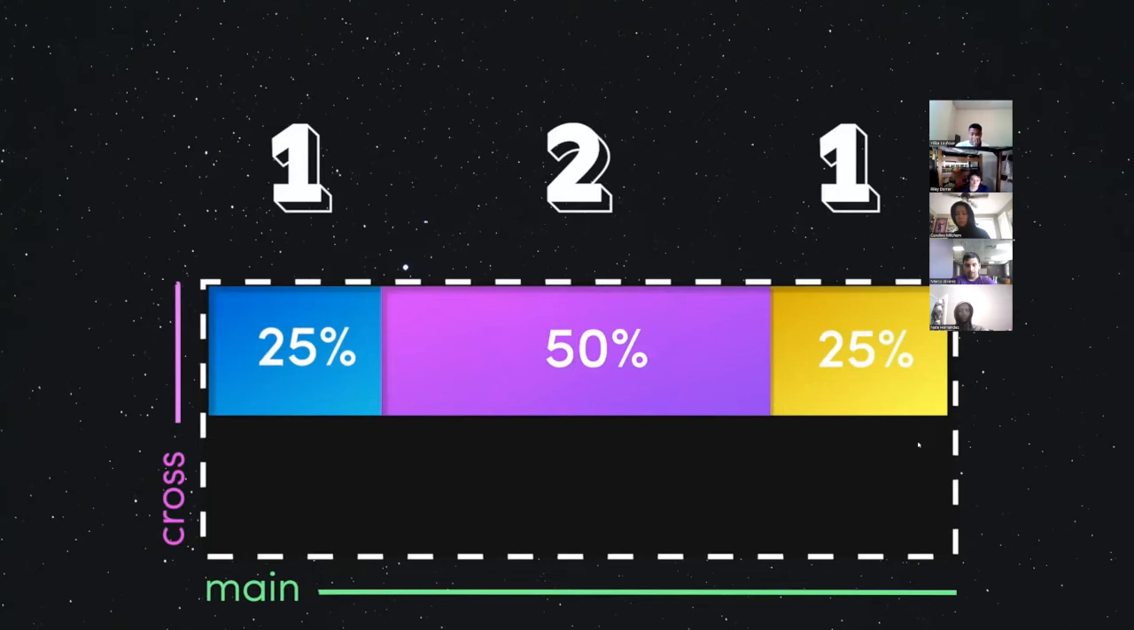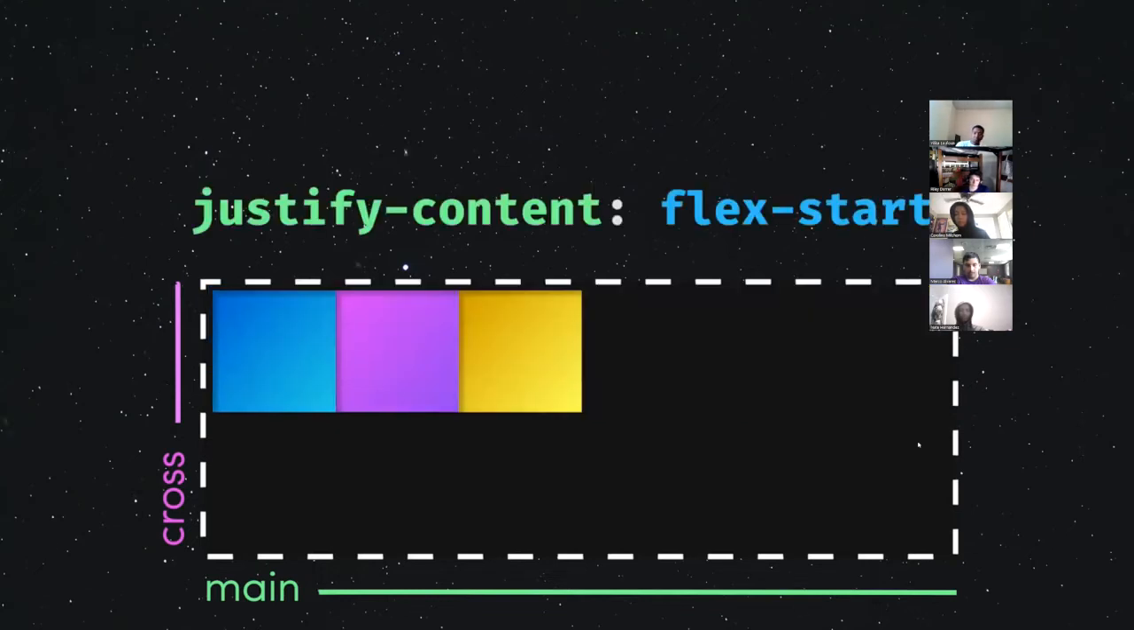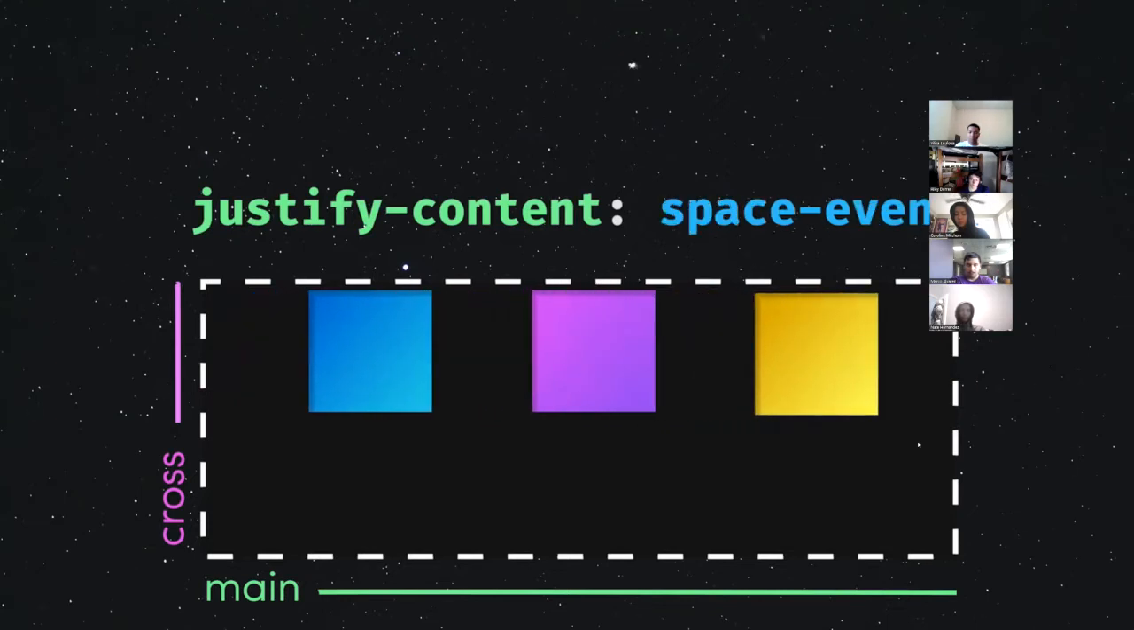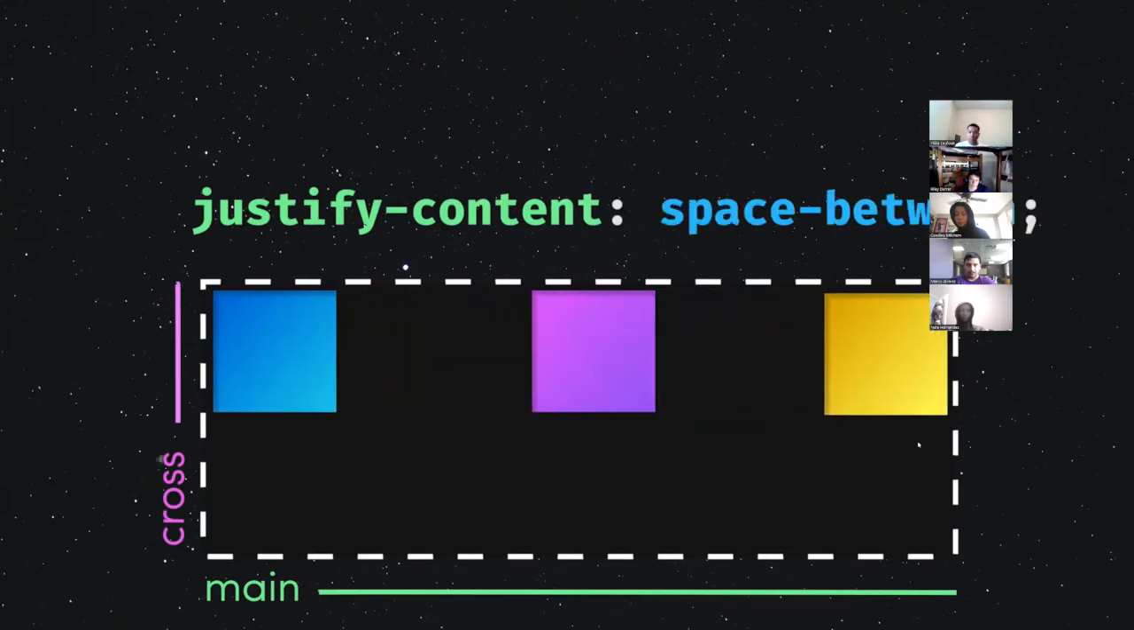Now, you'll often want to control the way items are spaced or aligned along the main axis. Use justify content to space your items evenly, maximize the space between, or push them to the flex endpoint.